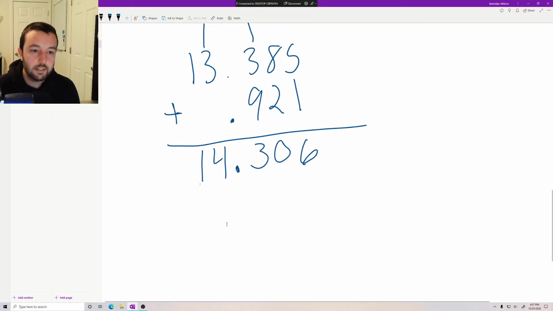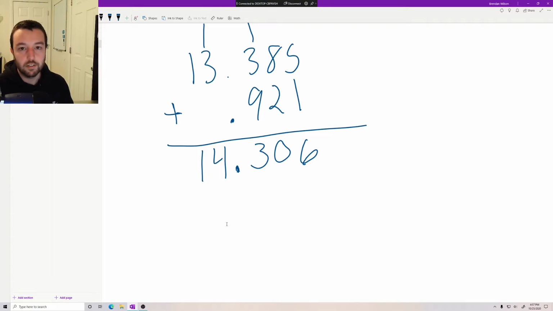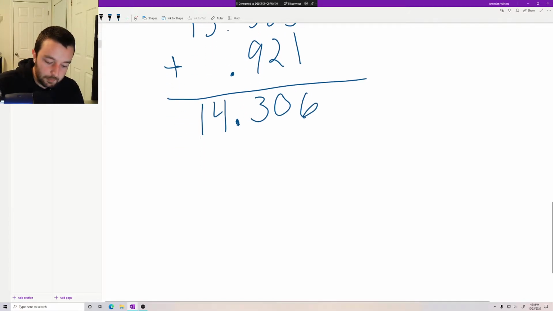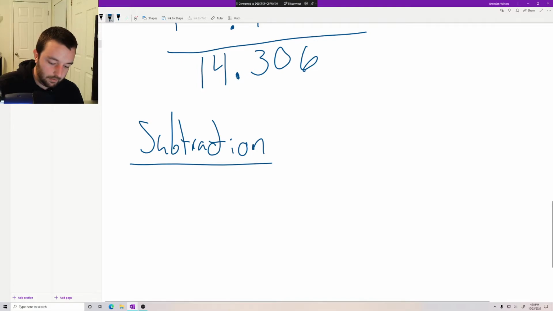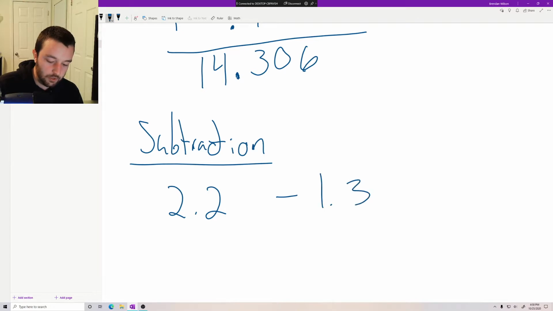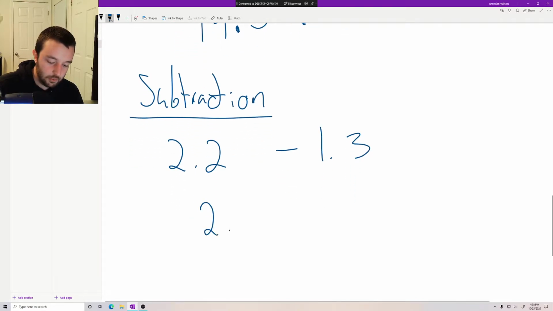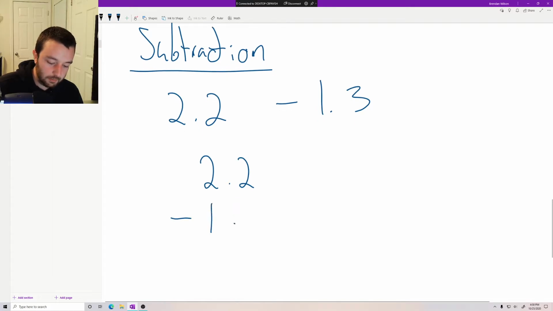So just like addition, subtraction really isn't going to be too much different from whole numbers either, because subtraction pretty much works the same way, right? We just line up the place values and subtract the individual place values. So that's exactly what we're going to do here. And we just have to make sure that the place values are lined up. So if we have 2.2 minus 1.3, okay, so we just want to line them up like this.